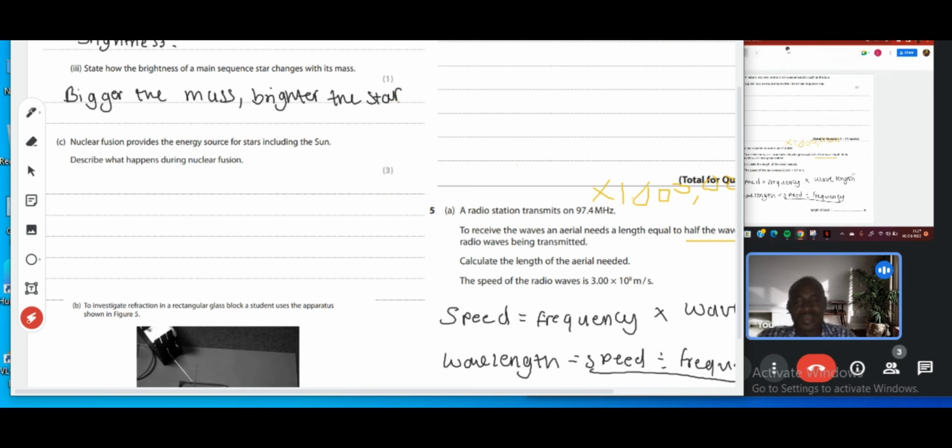Interesting. Imagine, I didn't know that this question was actually waiting for us here. Can you read it out? All right, so nuclear fusion provides energy source for stars, including the sun. Describe what happens during nuclear fusion. Go ahead. Can you say it first of all? Let me correct you before you write it down.